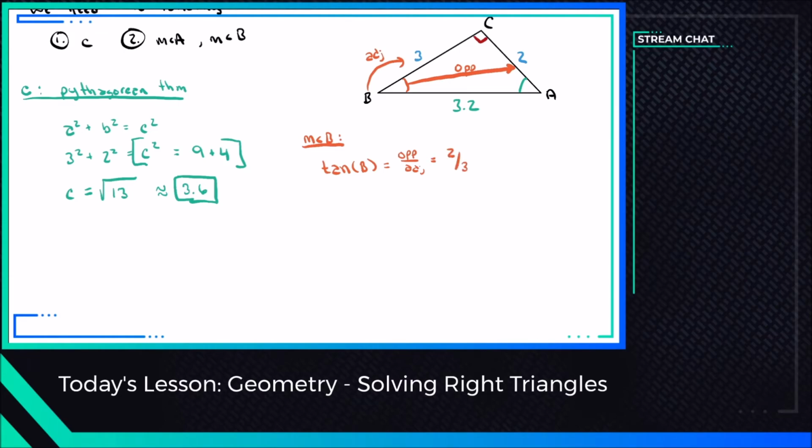So now if we use our inverse tangent ratio and plug in 2 over 3, that is going to give us some measurement of angle B. And plugging that in on a calculator, you approximately get that the measurement of angle B is equal to 33.7 degrees.